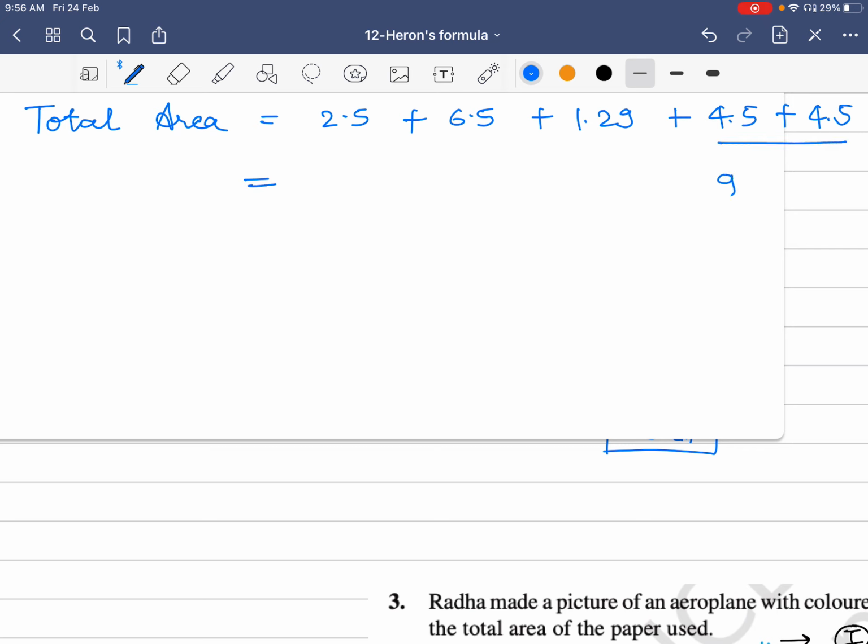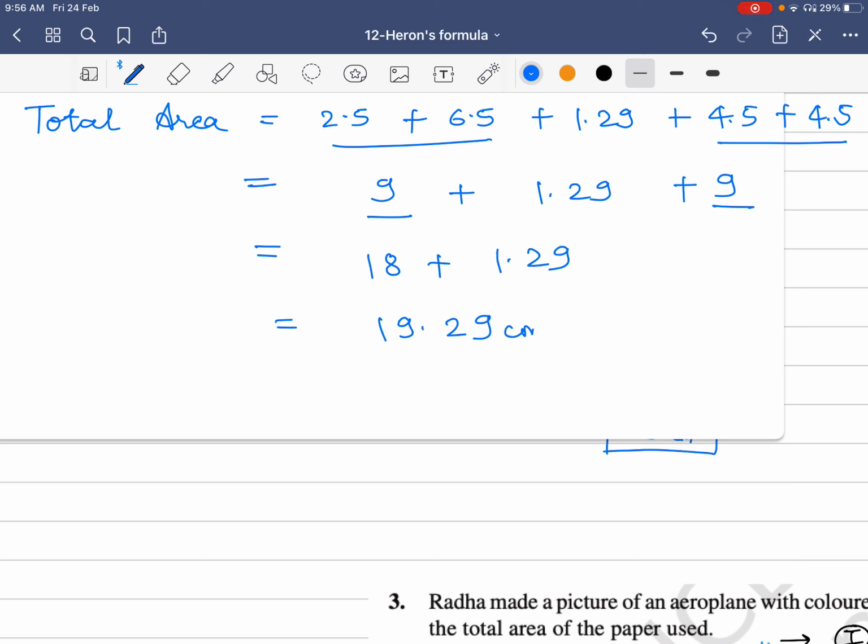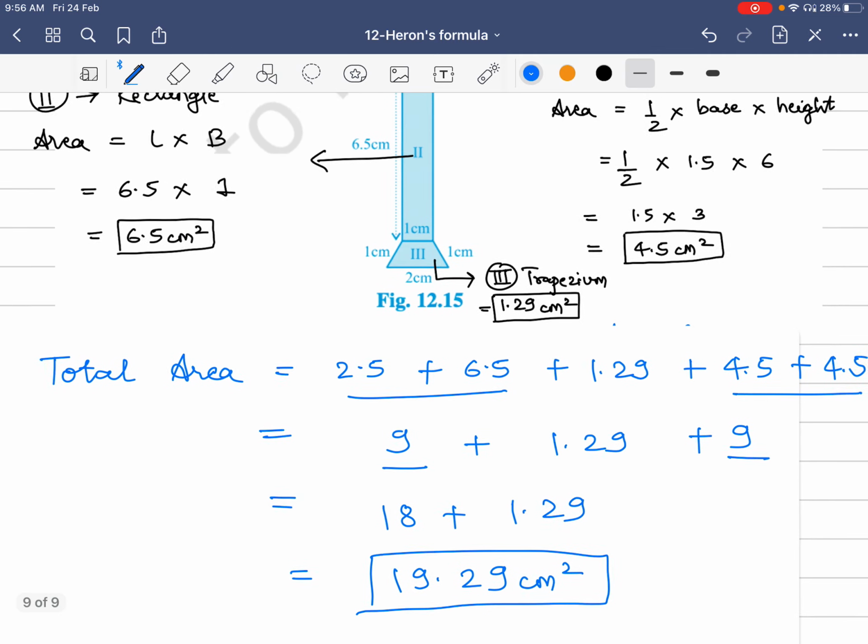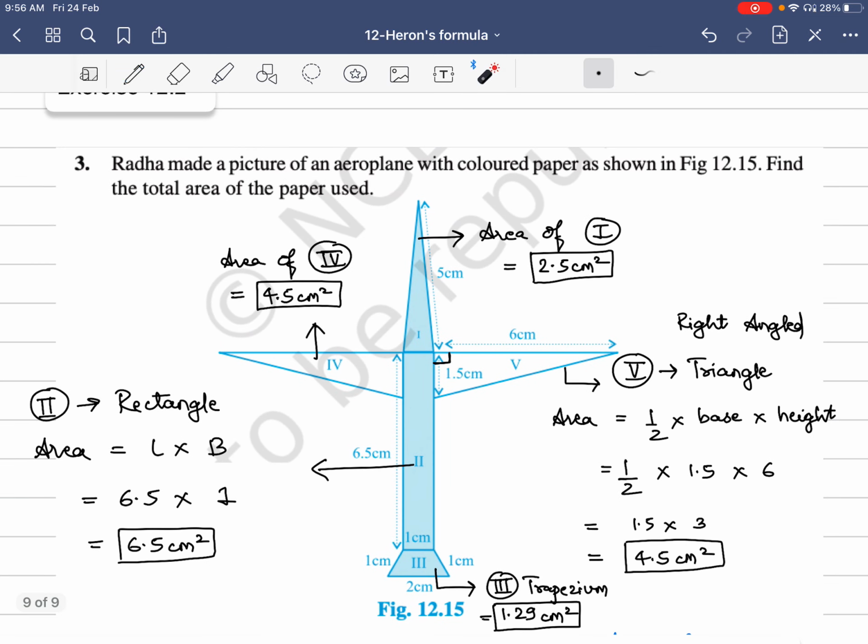4.5 plus 4.5 is going to be 9, and 2.5 plus 6.5 is again 9, plus this 1.29 in the middle. So 9 plus 9 is 18, plus 1.29, so it's finally going to be 19.29 centimeters square, the total area of the colored paper that was used by Radha to make this aeroplane.